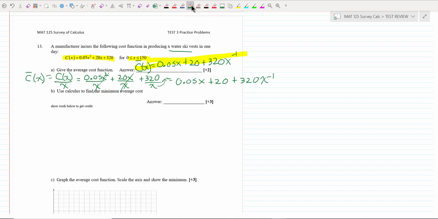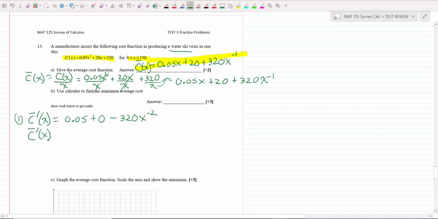Now we're going to use calculus to find the minimum average cost. It's the typical things we've done. You want to start by doing the first derivative of your average cost function. The derivative of 0.05x is 0.05. The derivative of 20 is 0. Then we do the power rule here, so that would be minus 320x to the negative 2. So I'm going to write this as C bar prime of x equals 0.05 minus 320 over x squared.